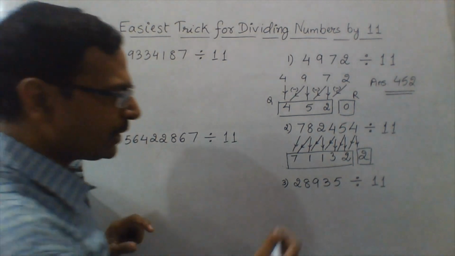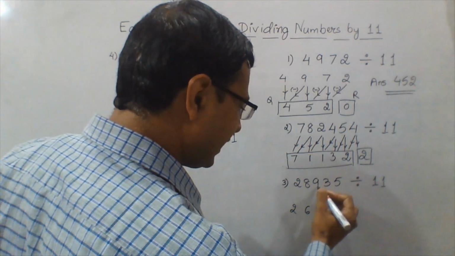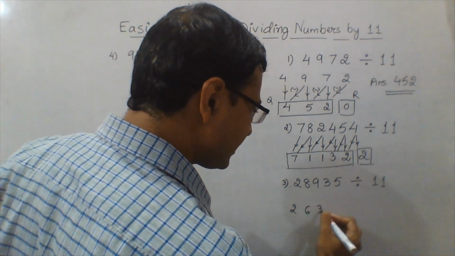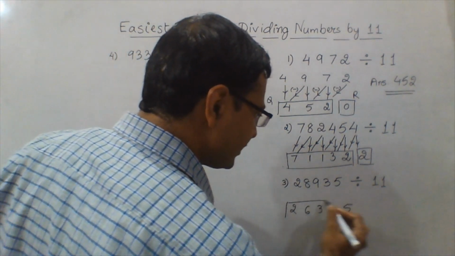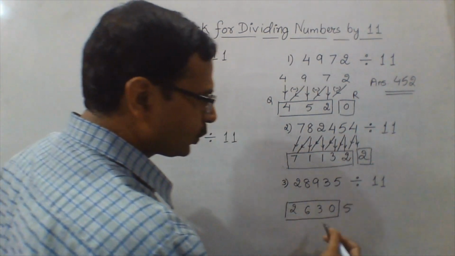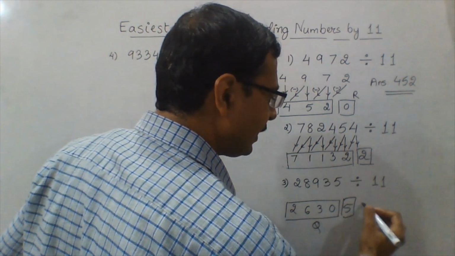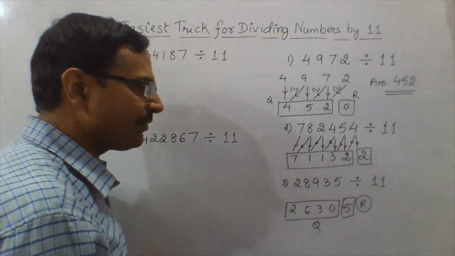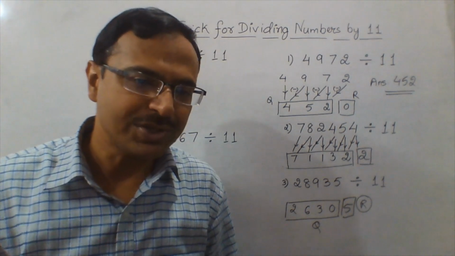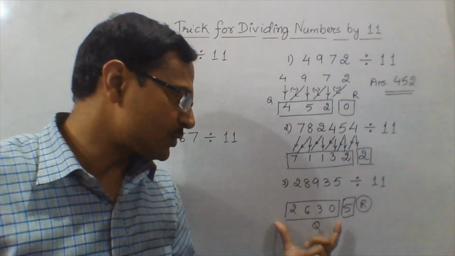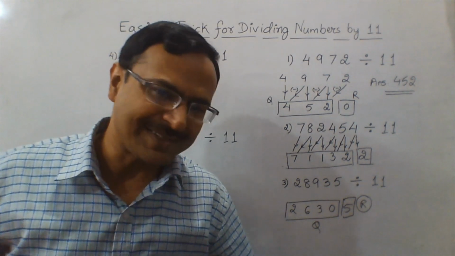Now let's see the next one. 2 comes down as it is. 8 minus 2 gives me 6. 9 minus 6 gives me 3. 3 minus 3 gives me 0. 5 minus 0 gives me 5. So see, I have not written the arrows now and I got to the answer. So 2630 is the quotient and 5 is the remainder. Now you can check the answer yourself. Divide 28935 by 11 using the traditional approach and see that the quotient is 2630 and the remainder is 5. I'm sure you're going to find it as accurate as it gets.